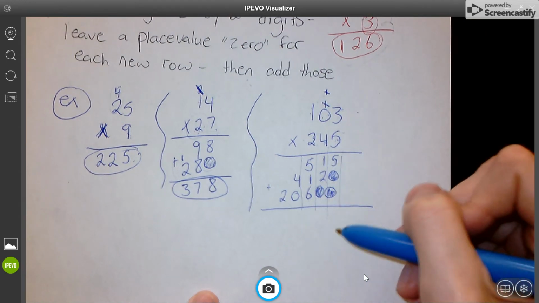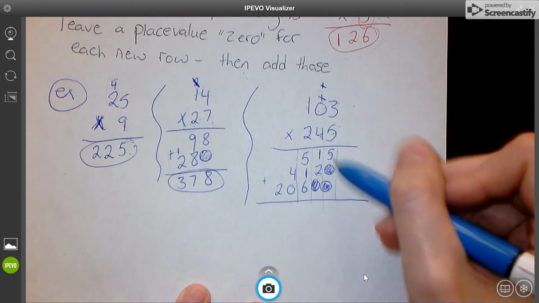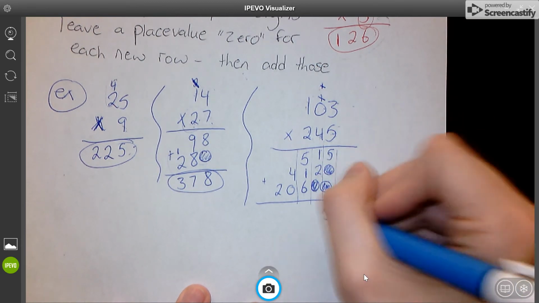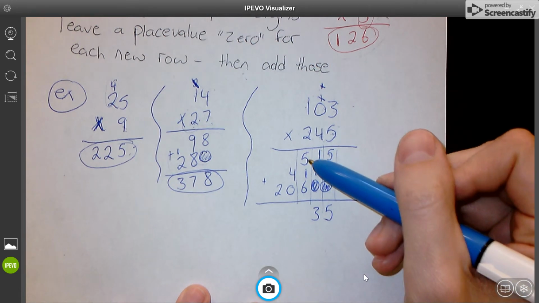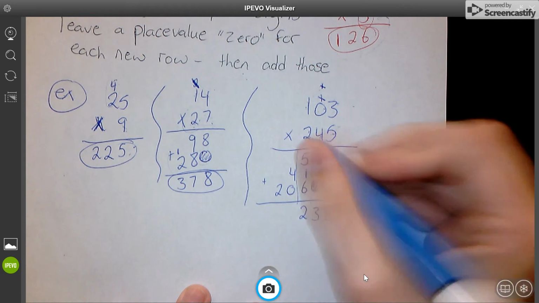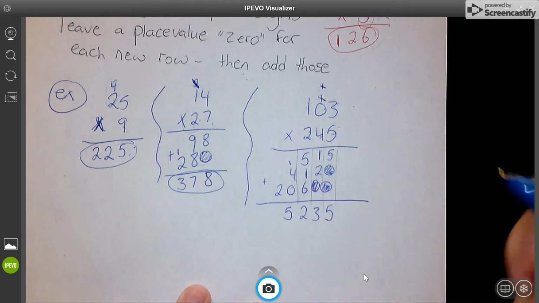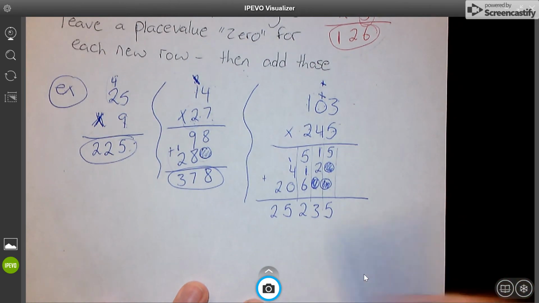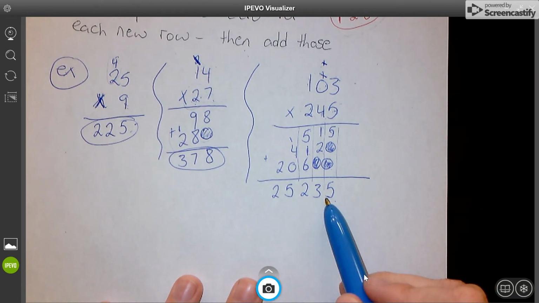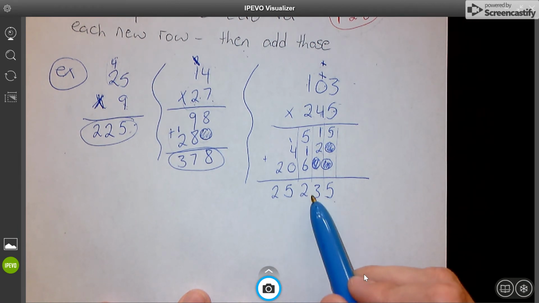Now when I add, I have 3 rows. 5, 0, 0. 5 plus 0 plus 0 is 5. 2, 3, 0, that's 3. 5, 6, and another 6 is 12. So the 2 can stay, the 1 must carry. 4, 5, and a 2. What is this number? Remember your place values. Okay, pause it, say this number to yourself. Hopefully you got 25,235.